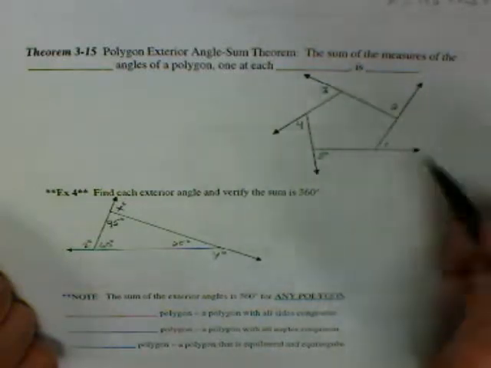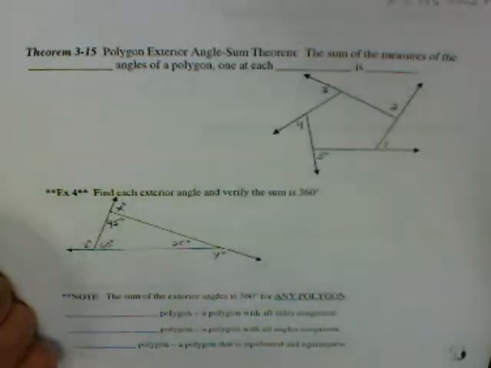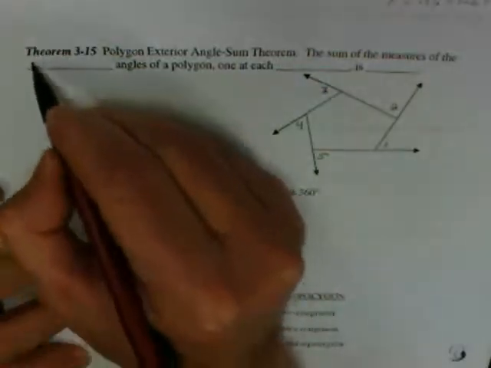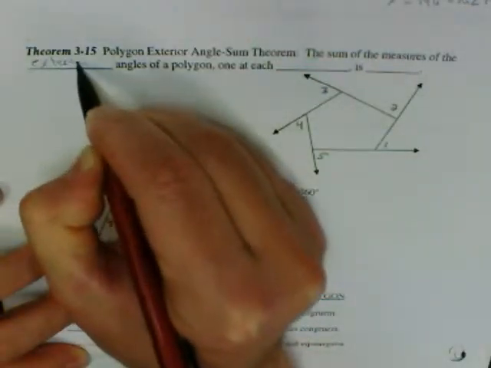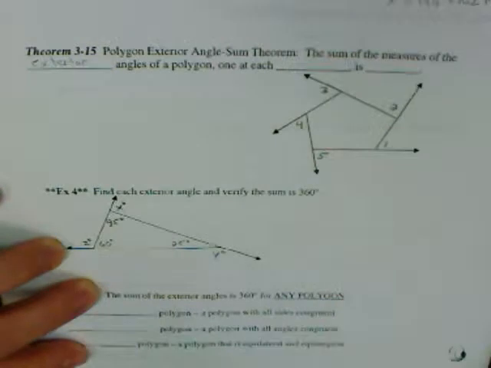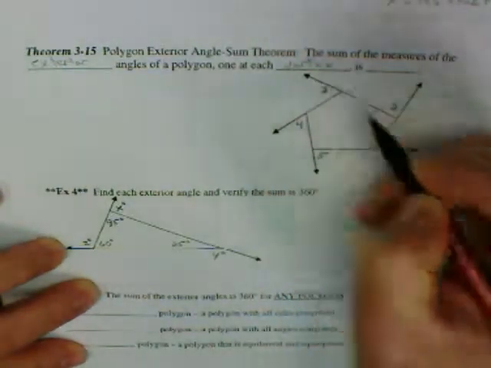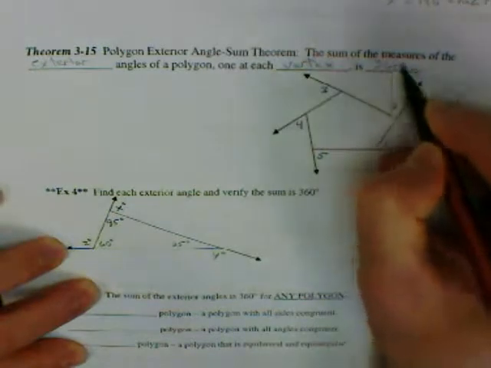So we have a 5-sided object here, and we have 5 exterior angles. This theorem tells you that the sum of the exterior angles of a polygon, so we're going to put exterior in the blank line, one at each vertex, is going to be 360.